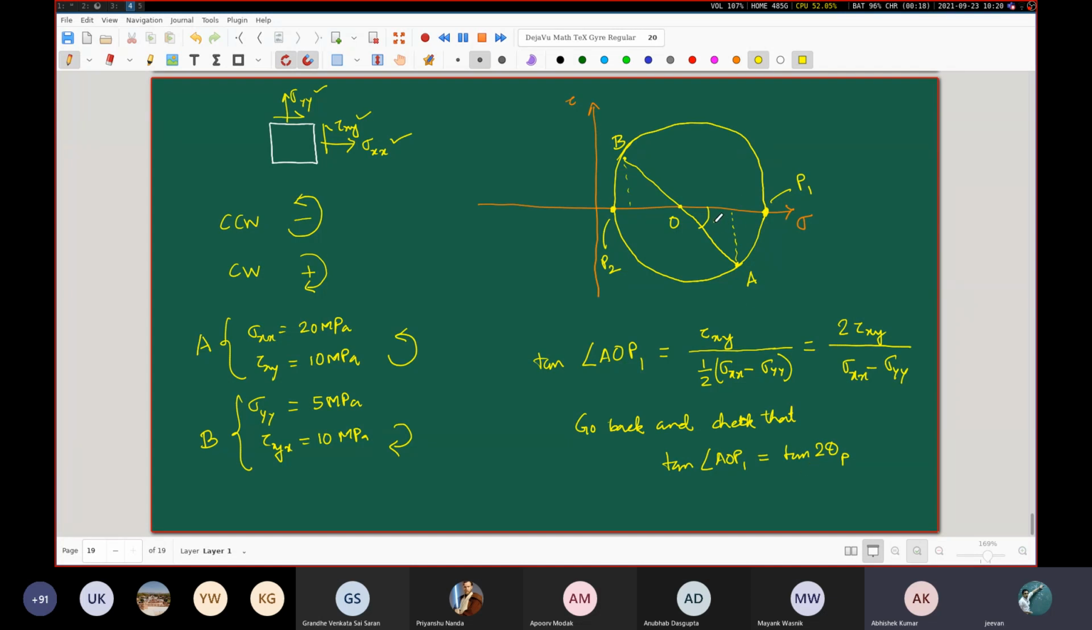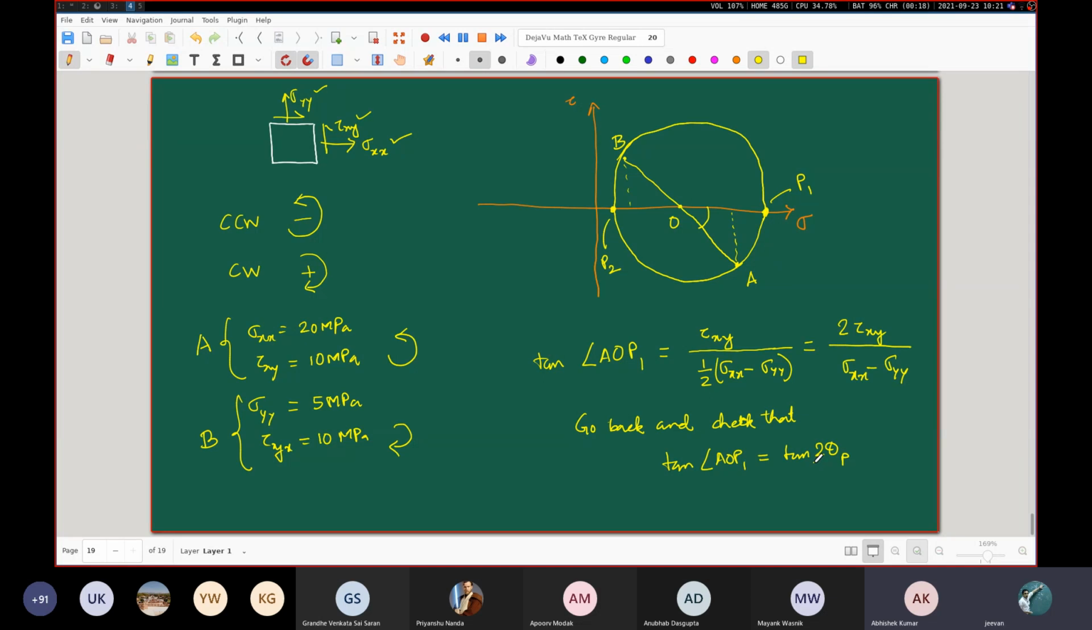It makes sense. Why? Because you see this angle, it is the angle by which you have to traverse in order to reach this particular point. Okay, from here to here, when you go, you have to go by this angle. So this angle is required to reach this point, and this point is what? This is nothing but the principal stress point itself. Okay, so it is kind of consistent.